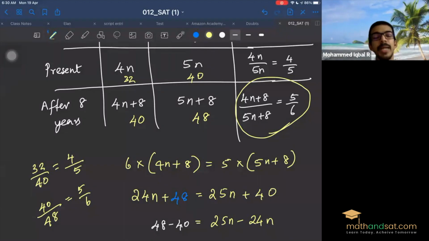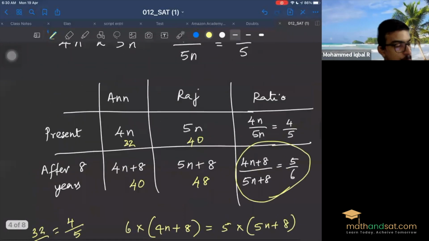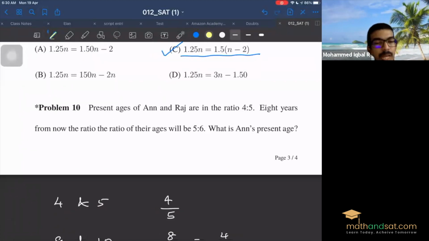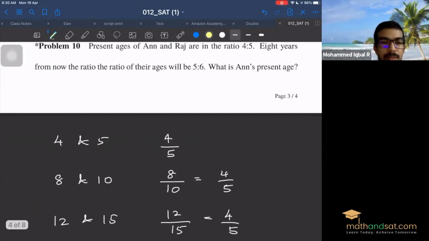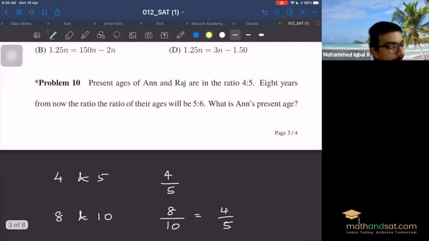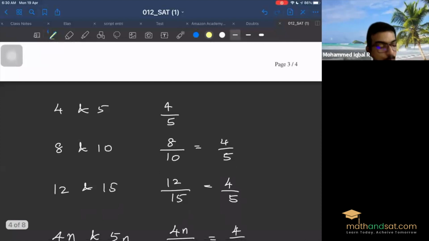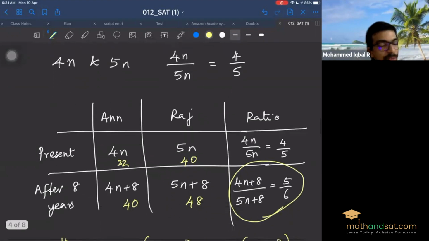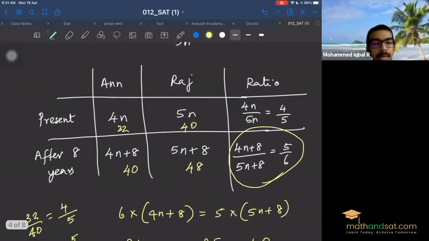In a typical question, you have to read the question thoroughly. And first of all, you have to understand how many conditions are given. Here we have just one condition given. What is the condition? 8 years from now, the ratio of the ages will be 5:6. With the initial condition, we can choose the numbers as 4n and 5n. Afterwards, after 8 years, the ages will be 4n plus 8 and 5n plus 8. Now the ratio will be 5:6. You just equate it and get the answer.